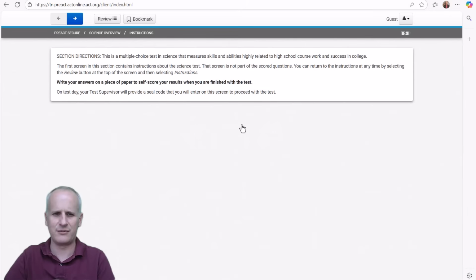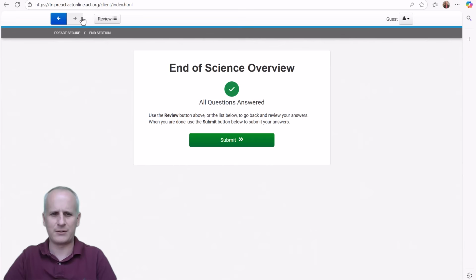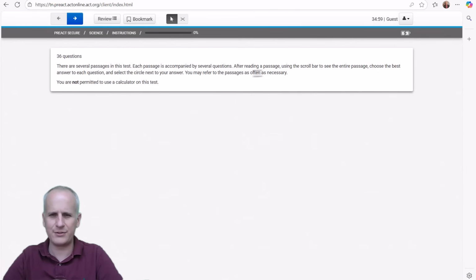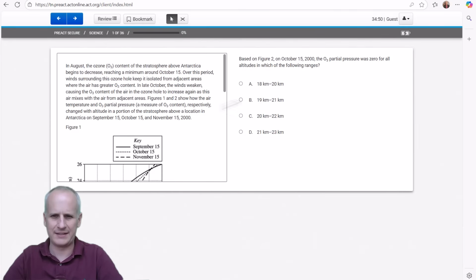Then we've got the science overview, which just provides us an overview of the science section and how that's going to work. You're going to click next one more time, and we're then going to submit, understanding that the next section is actually going to be the 35-minute science section with 36 questions. So we will click start here. And as soon as you do, the timer begins. So you're going to want to go just straight to the first question. And do note that you are not allowed to use a calculator on this exam.